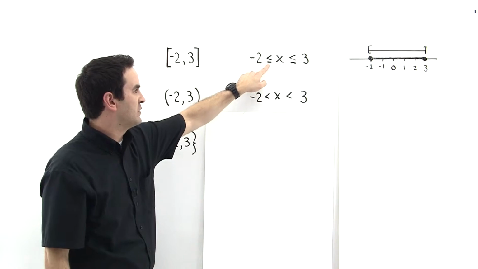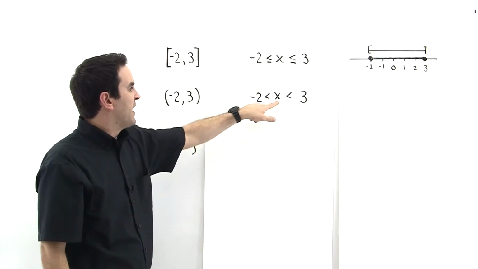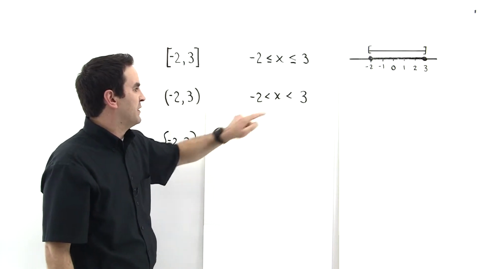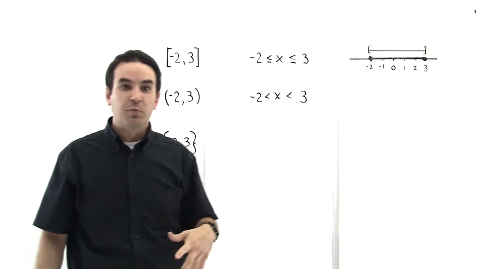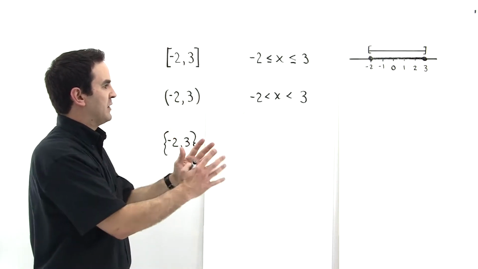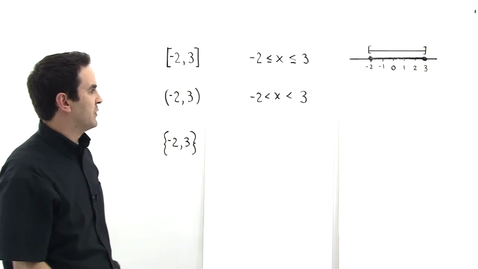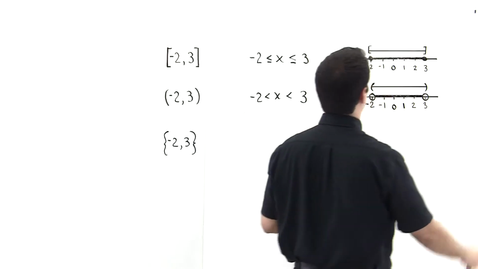You see how this one has an equal sign here? There's no equal sign, so -2 is not included. And x is less than 3, but there's no equal sign, so x cannot be equal to 3. X could be 2.99999, but not 3. Everything in between, all the decimals, is included. And then graphically, this can be illustrated like this.